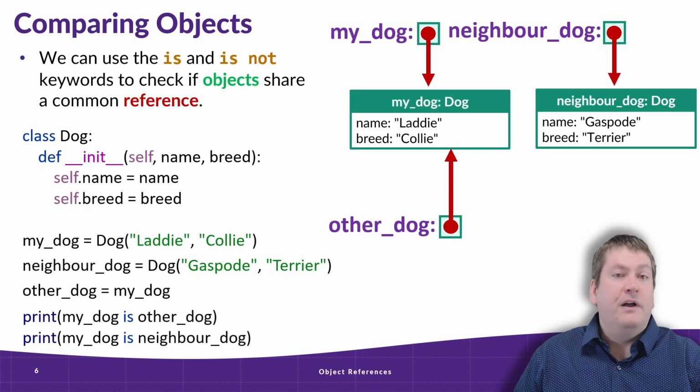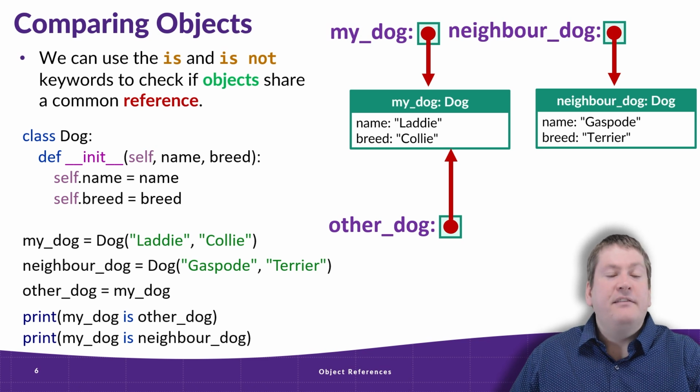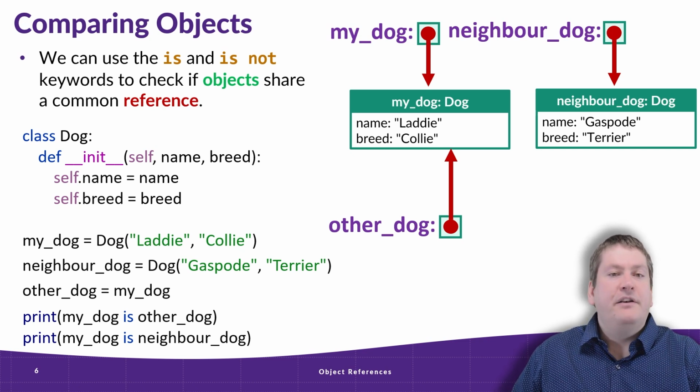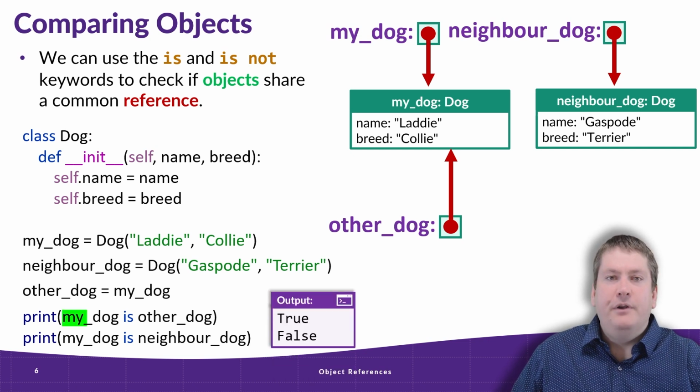So we've added two lines here. The first one is checking my dog is other dog, and my dog is neighbor dog. And what this is operator is going to do is it's going to return true if my dog and other dog are referencing the same object. Or in the second line, if my dog is neighbor dog. If both my dog and neighbor dog are referencing the same object, that would return true. Otherwise, it's going to return false.